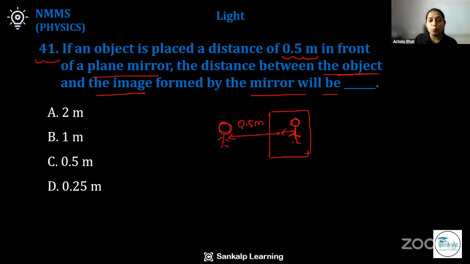If the object distance is 0.5 meter, then what about the image distance? This is also 0.5 meter. So this is the mirror, this side is 0.5 meter, and again this side is 0.5 meter. What is the total distance? 0.5 plus 0.5, which is 1 meter. Yes, option B is correct. 1 meter is the correct answer.